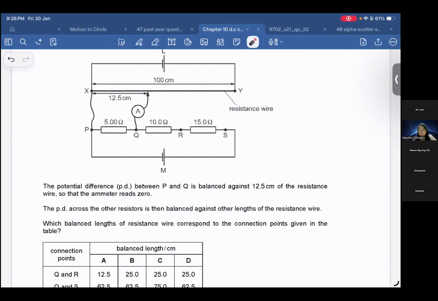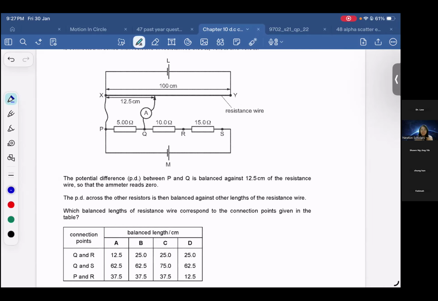Okay, here, actually, you can use mathematics. For me, I just use the mathematical way to solve. We know that the 5.0 ohm will be balanced by the 12.5 cm. Am I right? They said that if they put between Q and R, this one is 10 ohm. If 10 ohm, what is the length to balance it? Using the mathematical ratio, 5 times 2 is 10, then the length also doubles. So this one should be 25.0 cm. So your answer should be B, C, or D.